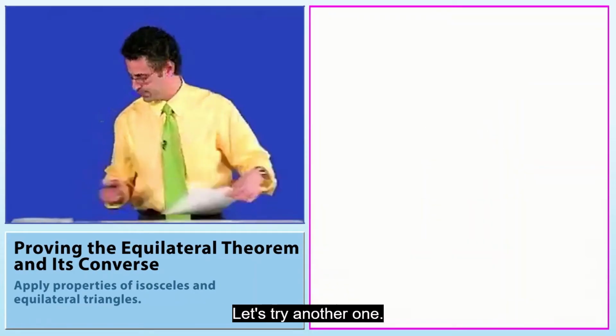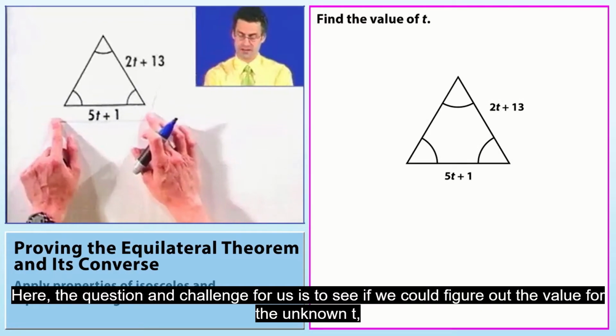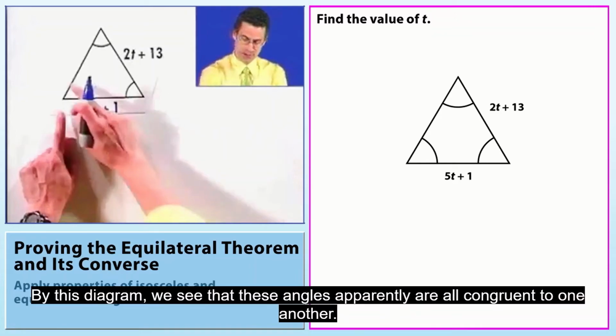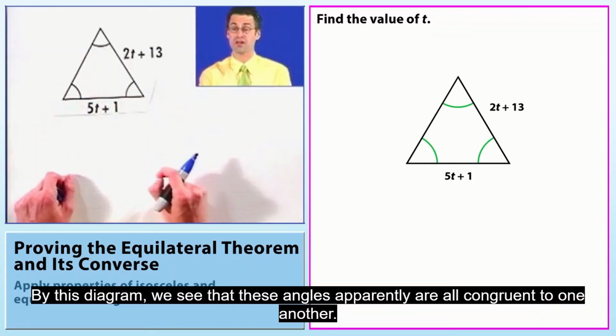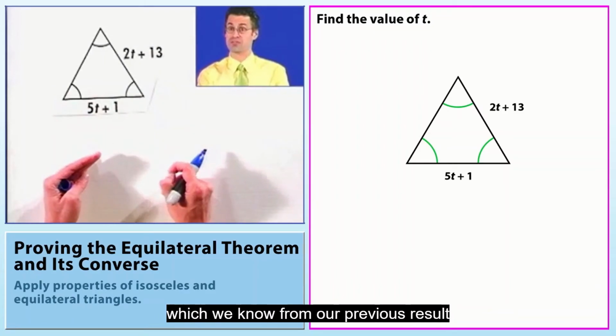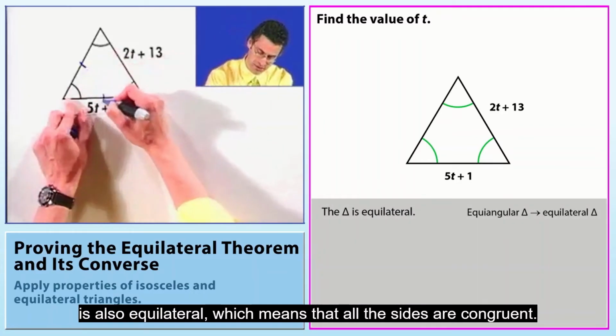Let's try another one. Here, the question and challenge for us is to see if we can figure out the value for the unknown t. So we want to solve for t. But by this diagram, we see that these angles apparently are all congruent to one another. Therefore, this is an equiangular triangle, which we know from our previous result is also equilateral, which means that all the sides are congruent.